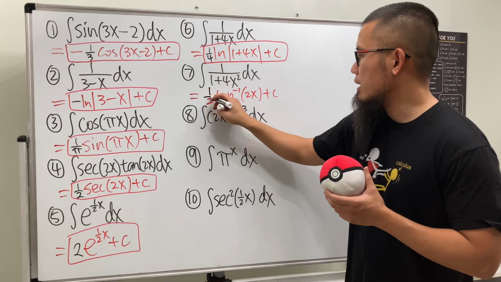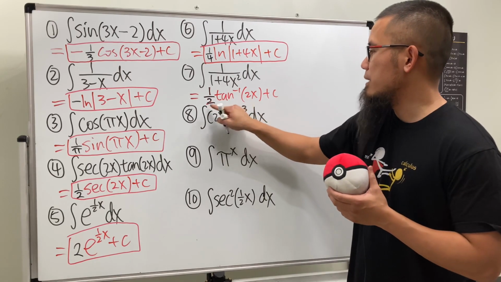And again, the input is 2x. So the derivative is the 2. We divide it by that. So that will be it.